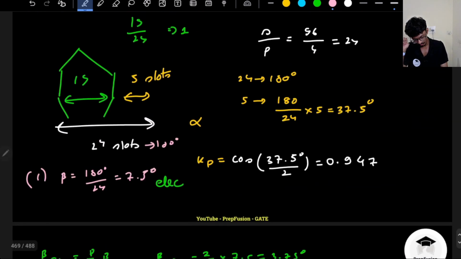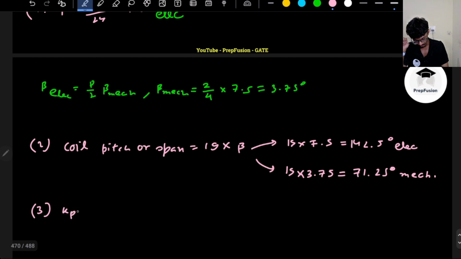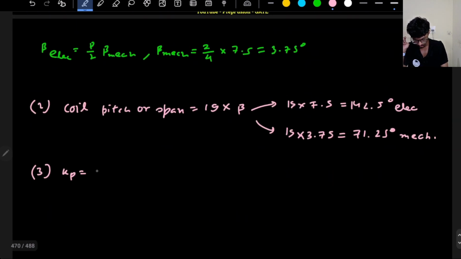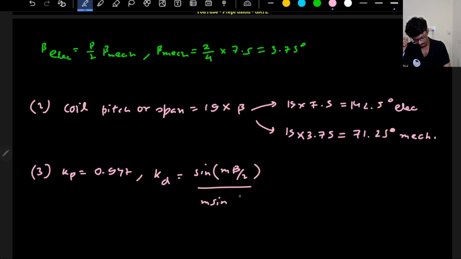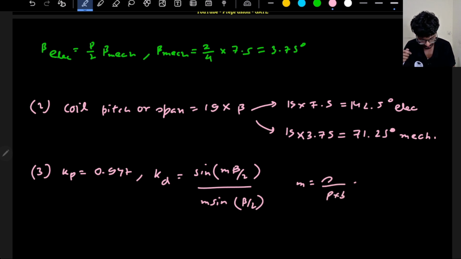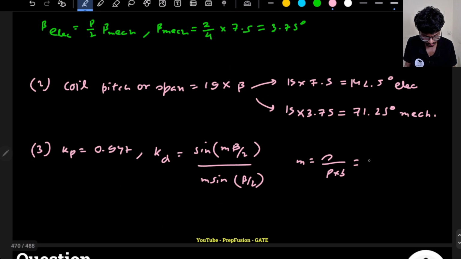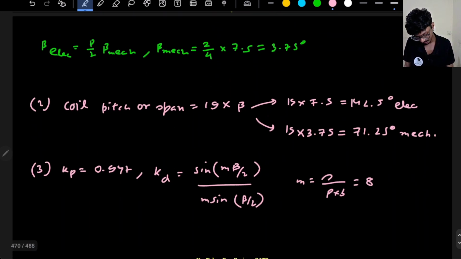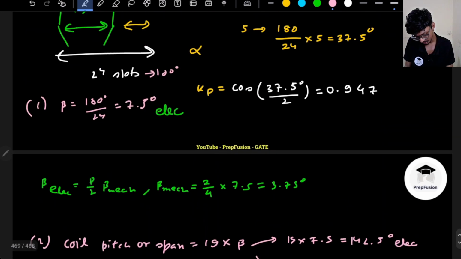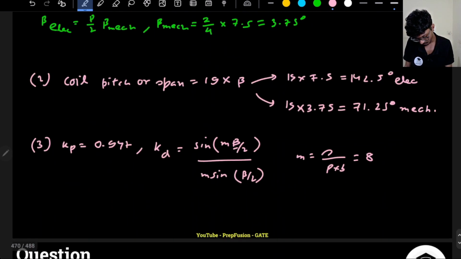Third part already we have calculated. Kp we have already calculated. Kp is equals to 0.947. So Kd I need to calculate. Kd is very simple, right? Kd is sine of m beta by 2 divided by m sine beta by 2. So what is m? M is slots per pole per phase, right? Slots per pole we have already calculated, 24. Per phase will be this divided by 3, that is 8. M is 8. Beta we already know in electrical, remember.